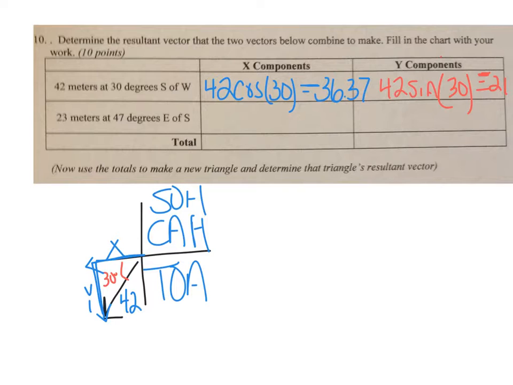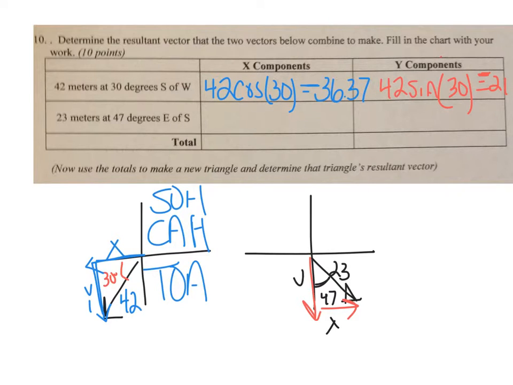For our second vector, we have 23 meters at 47 degrees east of south. So we are going to be over in this quadrant this time. And our angle's right here. So we're going to have our triangle here. All right. So our magnitude is 23, and then our angle is 47. And then this is your x is your horizontal, your y is vertical.